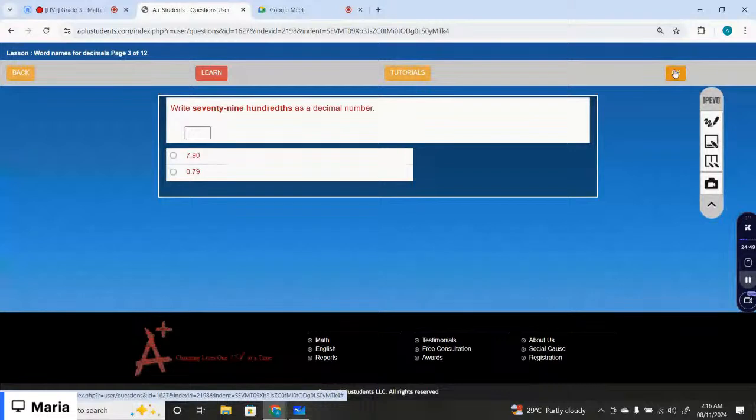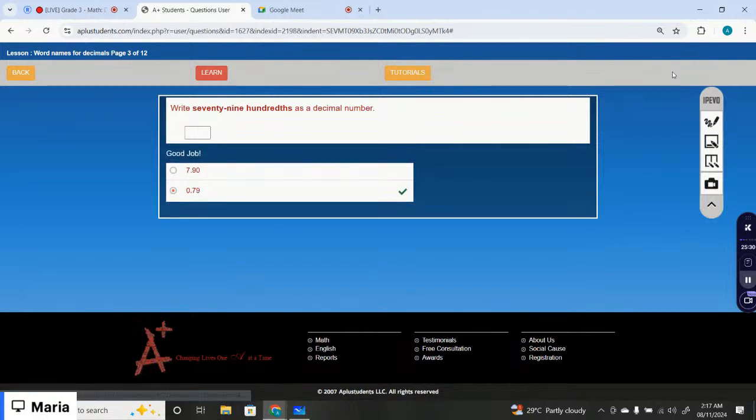79 hundredths, which is the correct option? That is option number 2. 79 hundredths, that means 79 is the digits at the hundredths position, right? So the hundredths position is right after the decimal point. So 0.79 is the correct option. Got it?